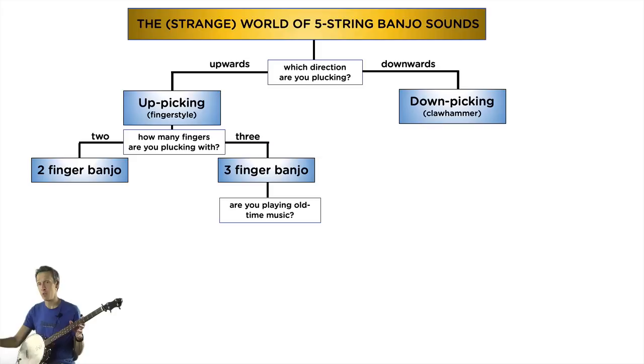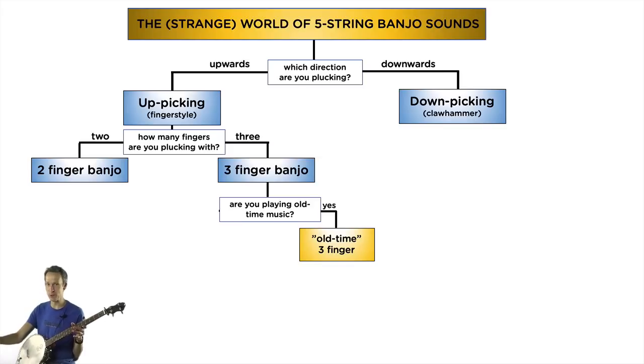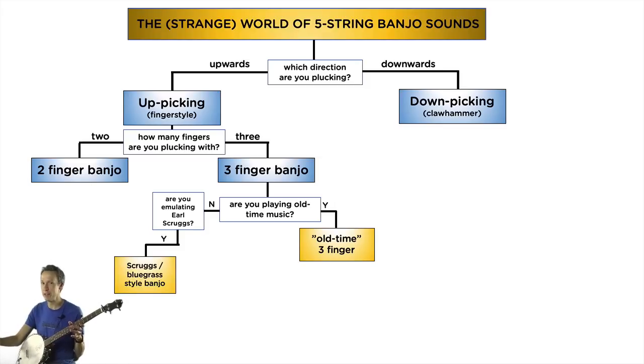Next question within three-finger is a stylistic division. And this one is, are you playing old-time music? So are you using three fingers to play the repertoire of old-time music on your banjo? If the answer is yes, then you are playing old-time three-finger banjo. If the answer is no, next question is, are you emulating the style of Earl Scruggs? If yes, then you are playing Scruggs-style banjo or Bluegrass-style banjo in the classic form.